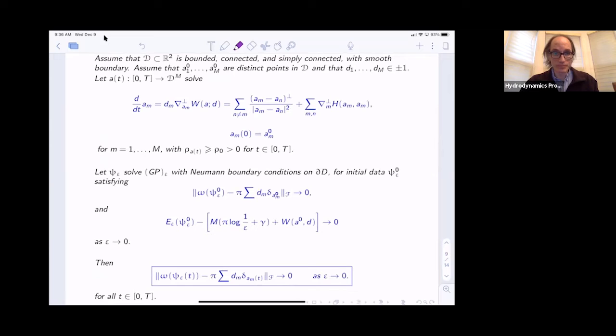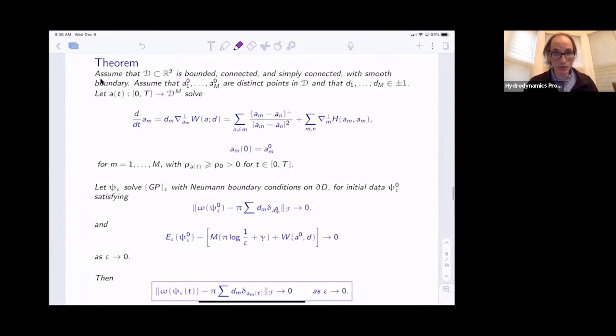So I'll always assume that I have a bounded, connected, simply connected domain with smooth boundary. And I want to solve the Gross-Pitaevskii equation with the vorticity initially concentrated around these points, a_1^0 up to a_M^0, so the 0 indicates it's initial data, and with these integer degrees plus or minus 1, so these are singly quantized vortices. The points are some distance away from each other.